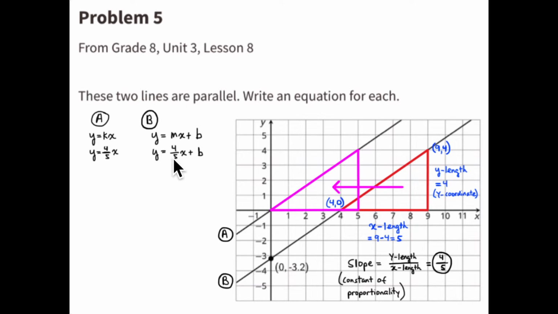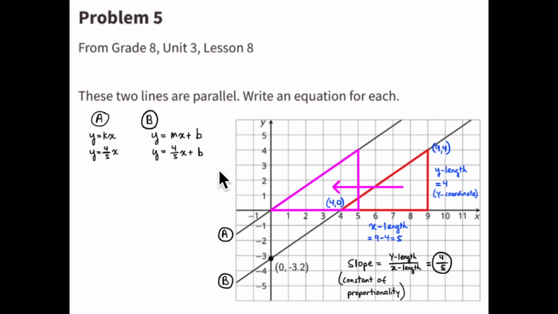So y is 4/5 of whatever I choose for x, but then I have to either add a negative 3 2/10 or subtract 3 2/10. They're both the same thing, and that is b. So when x is 0, b is a negative 3 2/10. That's the value of a discount coupon, for example. So I could just replace b with a negative 3 2/10 and I'd be done. So y equals 4/5 x plus a negative 3 2/10, or y equals 4/5 x minus 3 2/10. They are the same thing.